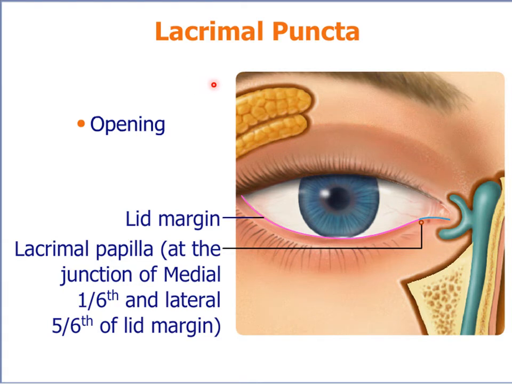Next component of the lacrimal apparatus is the lacrimal puncta. Lacrimal puncta is a small opening which is situated on the summit of the lacrimal papilla. Papilla is an elevation at the junction of medial 1/6 and lateral 5/6 of the lid margin.